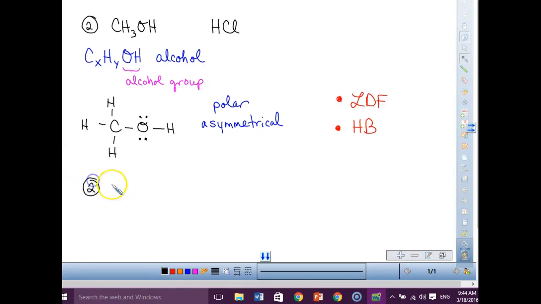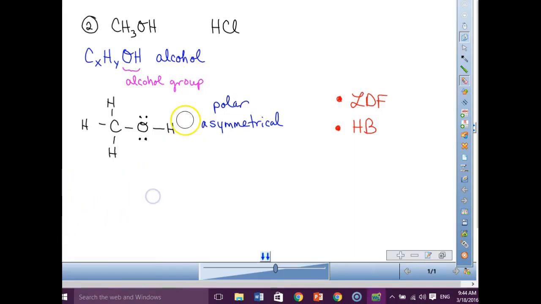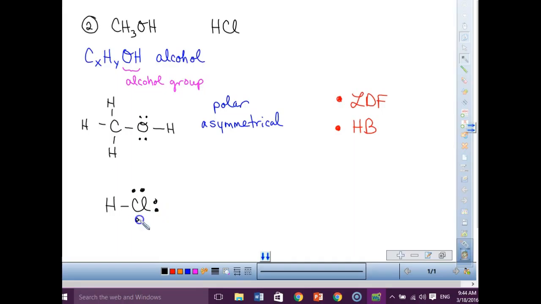Alright, so now let's look at our hydrogen chloride. I put 2 again, sorry. Did not mean to put 2. Just drawing this in. Okay, so polar or nonpolar? Is it symmetrical? No, it can only consist of 2 atoms that definitely do not have the exact same electronegativity. So this one is also going to be polar.